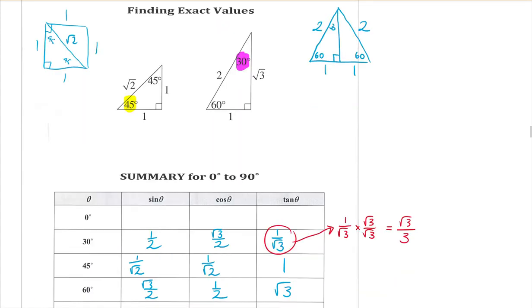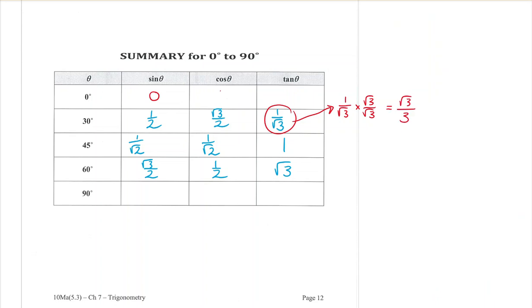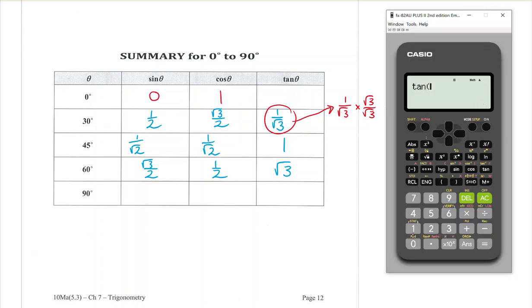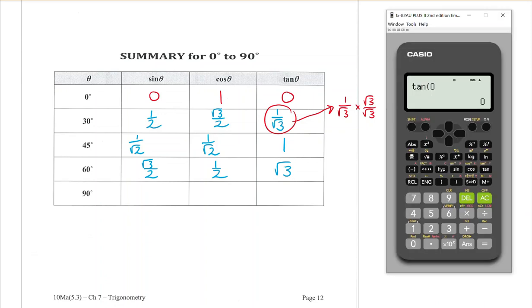So let's go through and do those for our table here. Sine of 0 is 0. Easy peasy. Next one, cos of 0 is 1, and tan of 0 is 0 as well. And let's do the 90 degrees. Sine of 90 is 1, cos of 90 is 0, and tan of 90, oops, is an error.